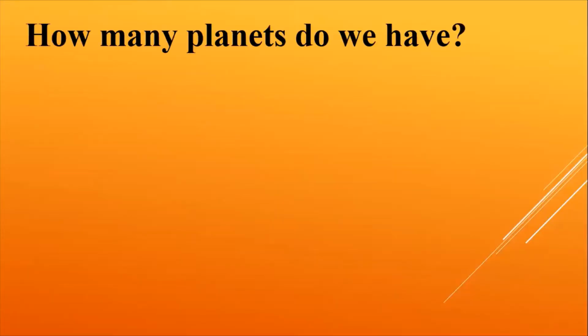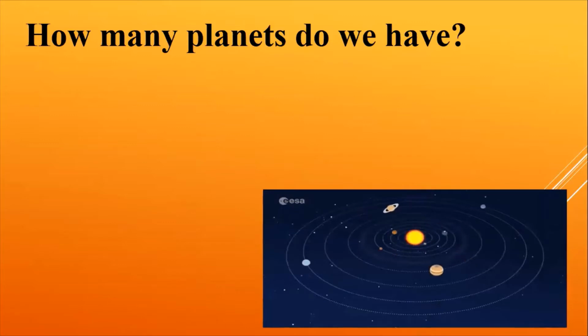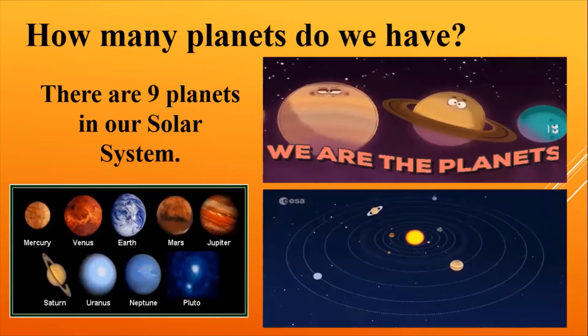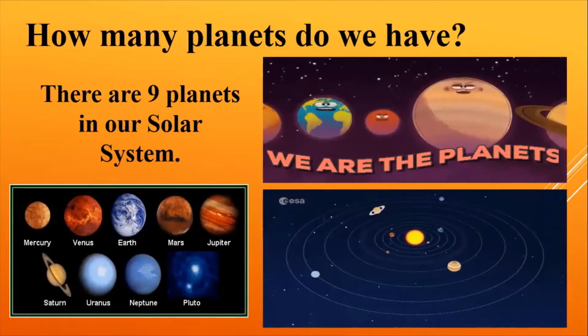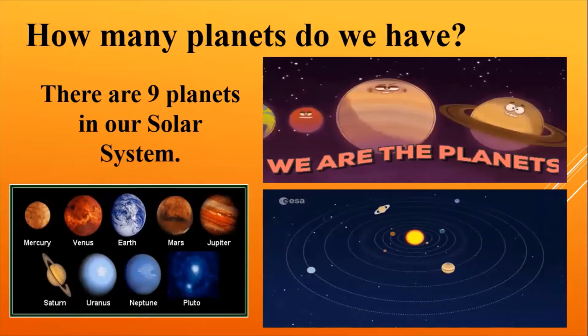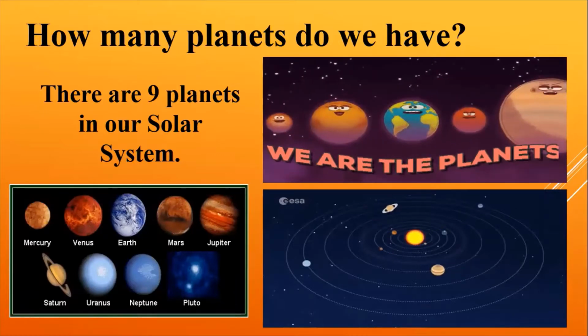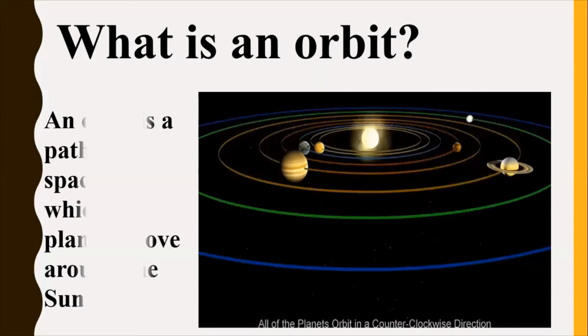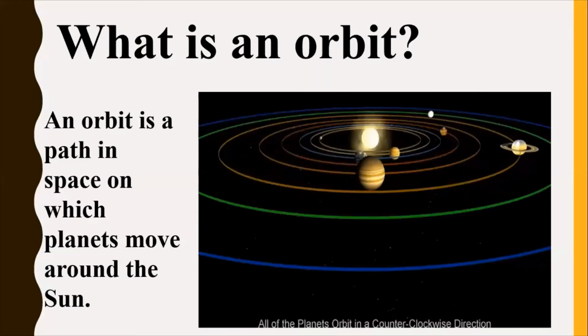Students, do you know how many planets we have? Yes, there are 9 planets in our solar system. And the names are Mercury, Venus, Earth, Mars, Jupiter, Saturn, Uranus, Neptune, Pluto. What is an orbit? An orbit is a path in space on which planets move around the sun, as you can see in the picture also.